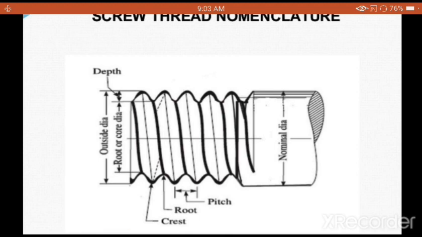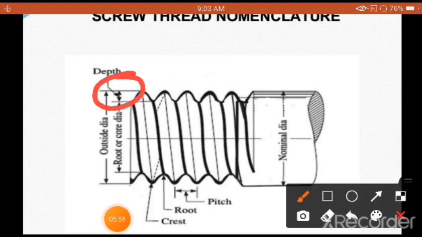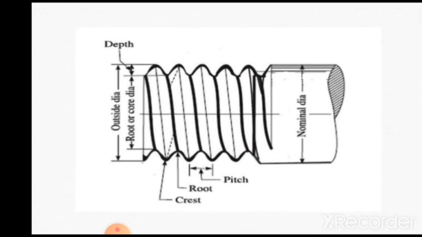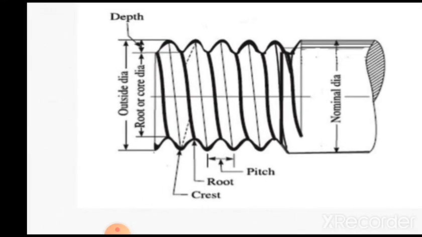The depth of the thread, how much depth we have to give, decides that. Taking into consideration the depth of the thread to be cut, we can calculate the root or core diameter. As per the sketch, you can understand that if I want to calculate the root or core diameter of the thread, it is outside diameter minus 2 times depth, because depth is considered on either side of the threaded portion.